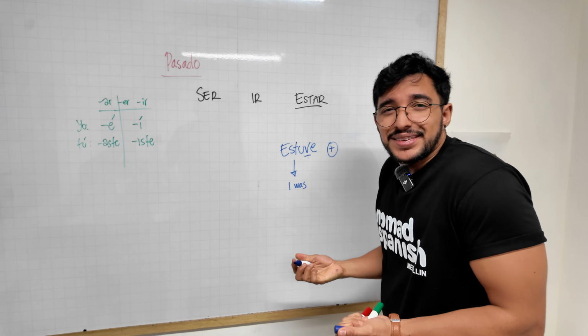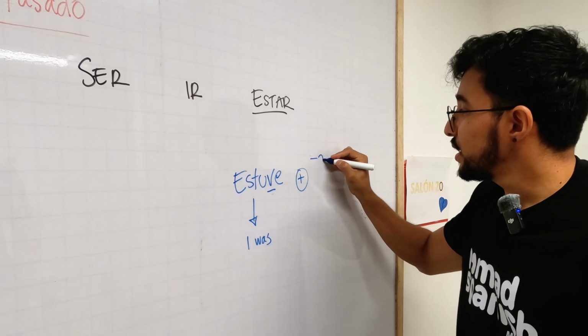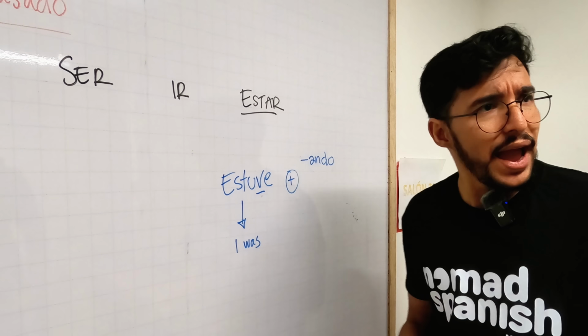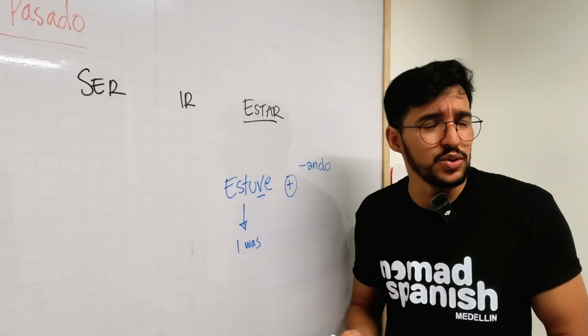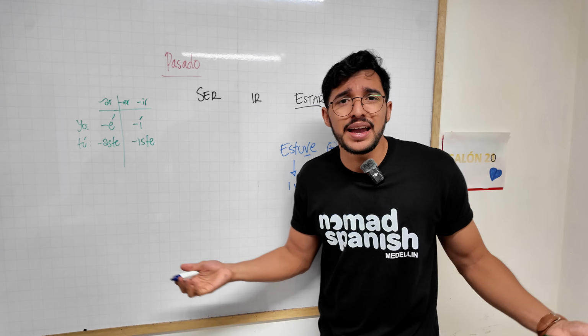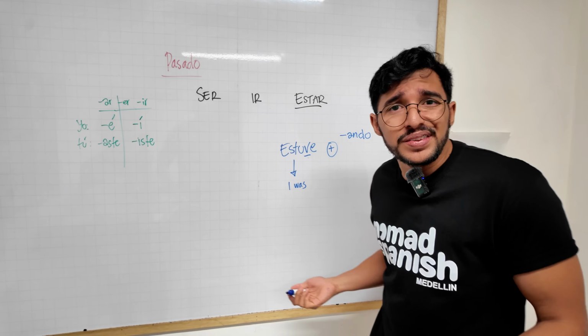So that would be, if I want to say I danced, estuve bailando. It's a cool hack. I don't know how to say I danced. Okay, I know estuve and I know bailando. Estuve bailando. I was dancing last night. Estuve bailando anoche con mis amigos.